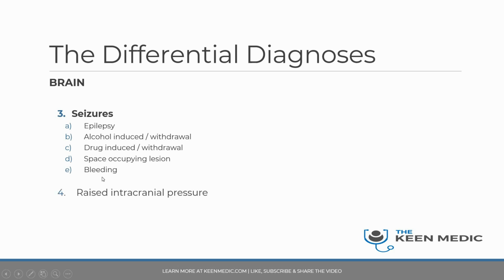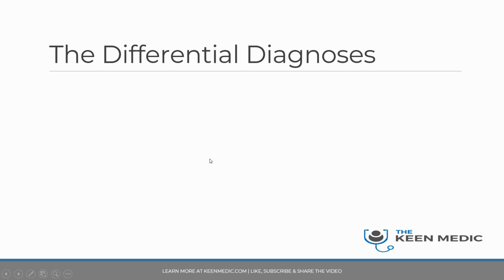Raised intracranial pressure can also present as loss of consciousness. So raised intracranial pressure can again commonly occur due to space-occupying lesions, which again, as I said earlier, can be due to the same causes as seizures. So we've done the brain. That's the brain done. Okay, so let's move down towards the chest.